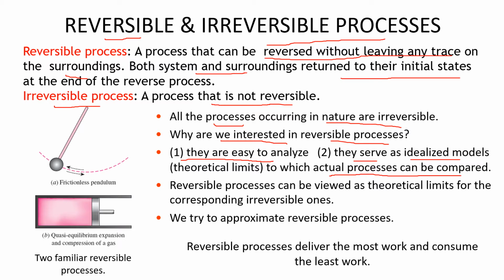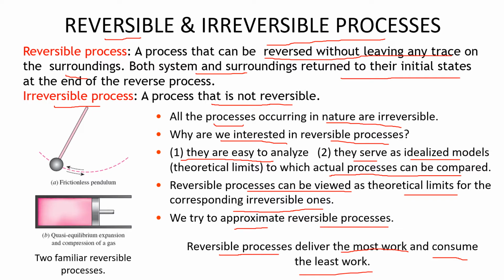So usually reversible processes have higher efficiency, or maybe 100% efficiency, but in real life we don't have reversible processes. Usually we have irreversible processes. So a reversible process can be viewed as the theoretical limit for the corresponding irreversible one. We try to approximate reversible processes. So reversible processes deliver the most work and consume the least work.